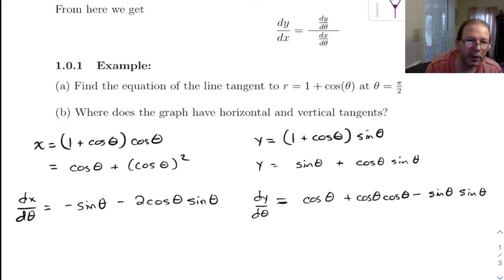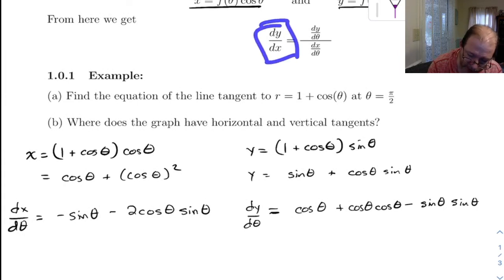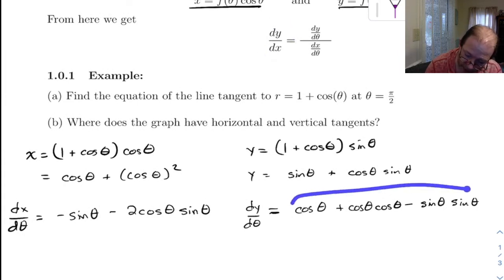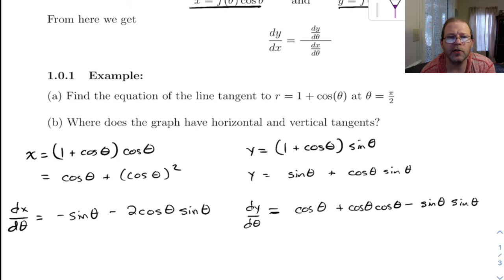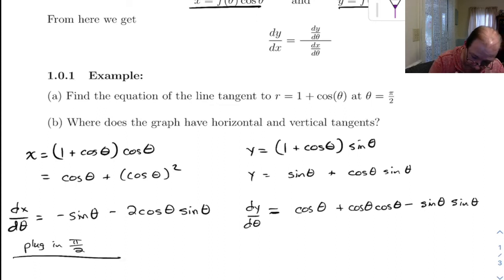So now you might say, okay, let's go ahead and write it out then. Dy over dx is going to be all this stuff over all this stuff. And that's correct. But to cut down on the amount of copying we do, let's go ahead and plug in the pi over 2. And after we do that, we'll assemble this together. So plug in pi over 2. When I do that over here, sine of pi over 2 is 1. Cosine of pi over 2 is 0. So I get negative 1 here.